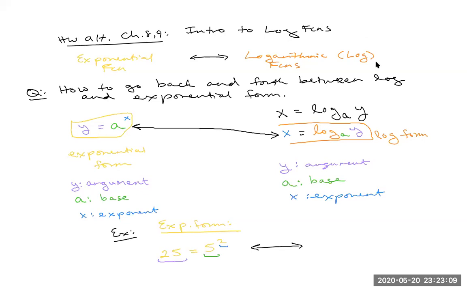So if you're trying to get to log form, you're going to have a log. Put your base right below that log. Put the argument right next to the log. So log and 25 should be on the same line, but this little 5 should be a little bit below both. And then you're going to set that equal to the exponent.